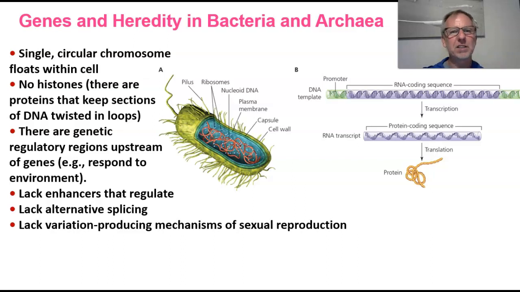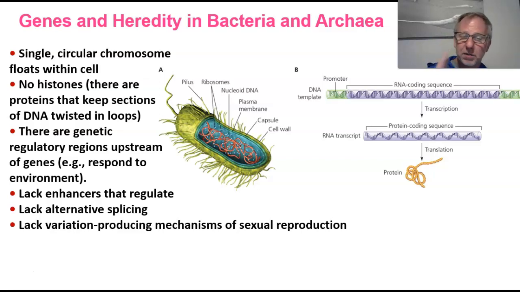Again, you probably have some background in this, but remember, they have a single circular chromosome, not linear chromosomes like eukaryotes have, that floats around within the cell. It's not located in a membrane packet, a nucleus, but is free inside the cytoplasm. Prokaryotes don't have any histones, so there aren't any proteins keeping the DNA twisted into loops. They don't have that way to package and regulate the DNA with histones. That's unique to eukaryotes. There are, however, genetic regulatory regions upstream of genes that respond to the environment, and that is one way prokaryotes regulate the expression of their genome.